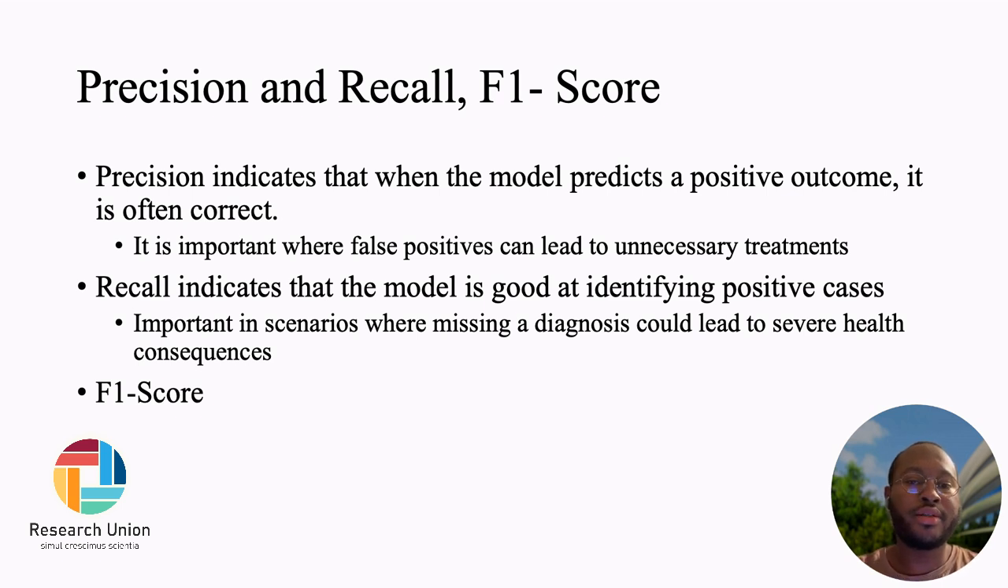And F1 score is more like the harmonic mean between the precision and recall. So a high F1 score means both precision and recall are high. It's possible that precision could be high, but recall is low. All three of these metrics are measured between 0 and 1. The higher the better.